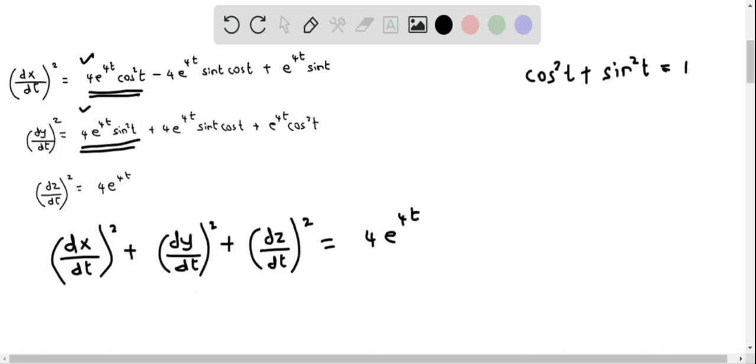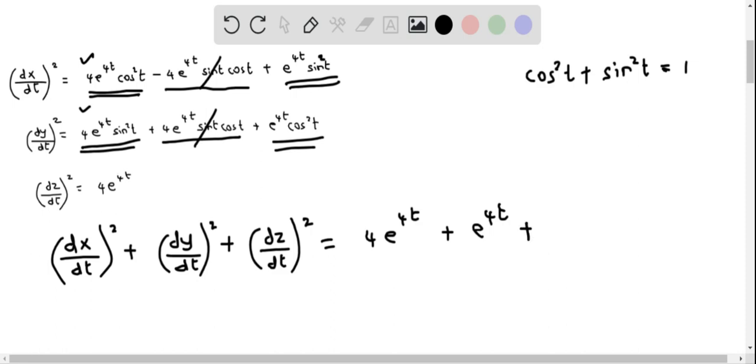And in this expression, negative 4 e power 4t sine t cos t and 4 e power 4t sine t cos t, these two are like terms. However, they are opposite in sign, so they cancel out each other. And we also have another expression. So this is also basically sine square t. So we have e power 4t sine square t and e power 4t cos square t. So when you add them together and using the Pythagorean identity, we will have e power 4t.